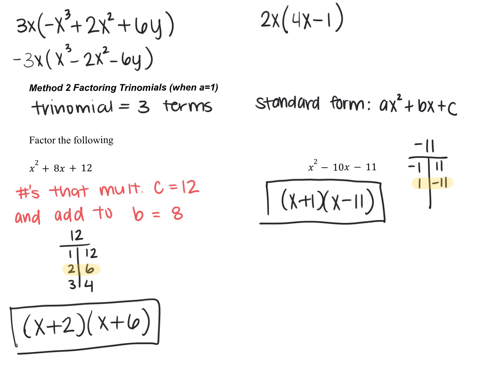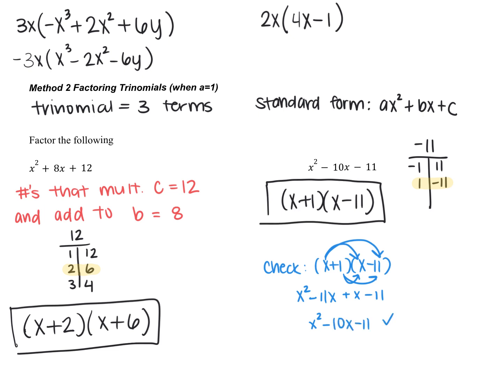You can always double check that you have factored correctly by distributing back out your answer. So if I want to check this, I have x plus 1 times x minus 11. If I distribute, I get x squared minus 11x, and then plus x minus 11. And when I combine like terms, I get x squared minus 10x minus 11. So that tells me I have picked the correct factors, and I did pick them with the correct signs as well.